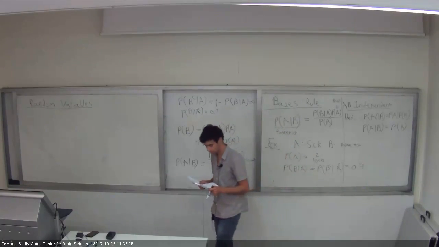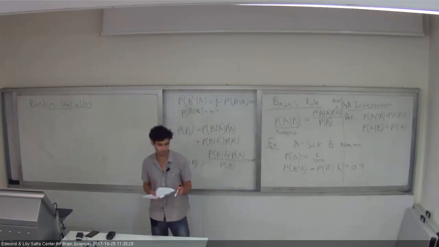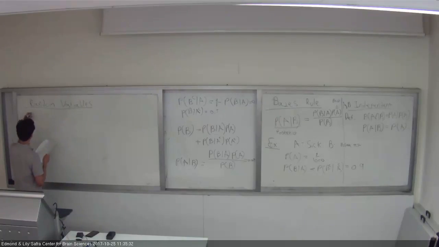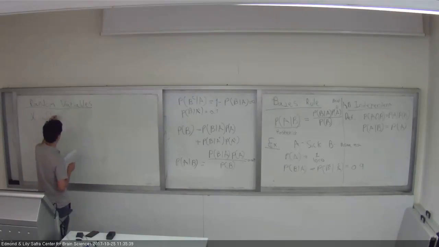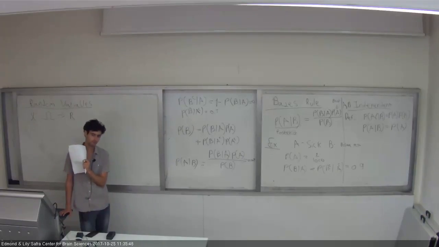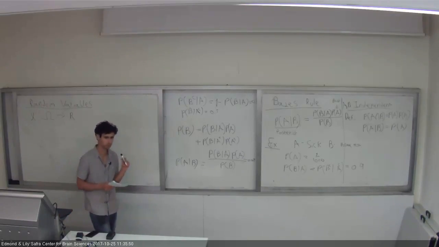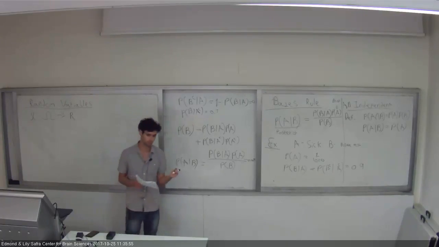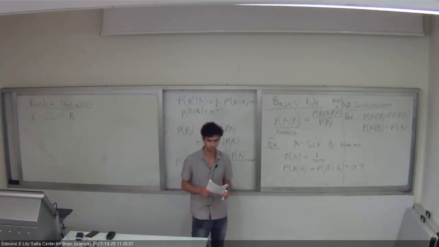So we say that a random variable X is a function from the sample space omega to R, to a real number. Okay? By the way, any function on this random variable, any g of X, is also a random variable. Okay?